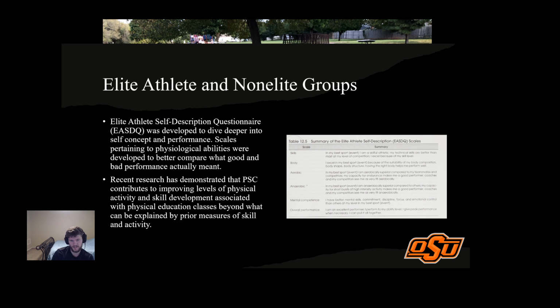And so recent research has demonstrated that these different questionnaires, like the PSC or the ESDQ, contribute to improving levels of physical activity and skill development associated with physical education classes, beyond what can be explained by prior measures of skill and activity, right? So we can see that these different questionnaires can actually start to show a relationship between, all right, I have better skill development because I perceive I am doing well in the sport, or I perceive I'm doing well in the sport because my skill development is high.